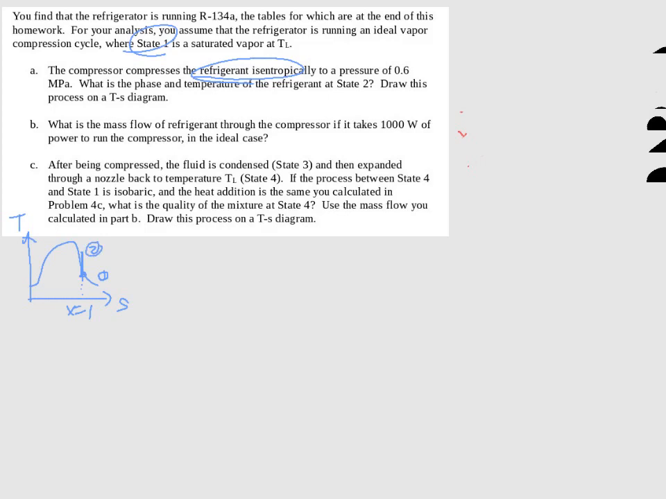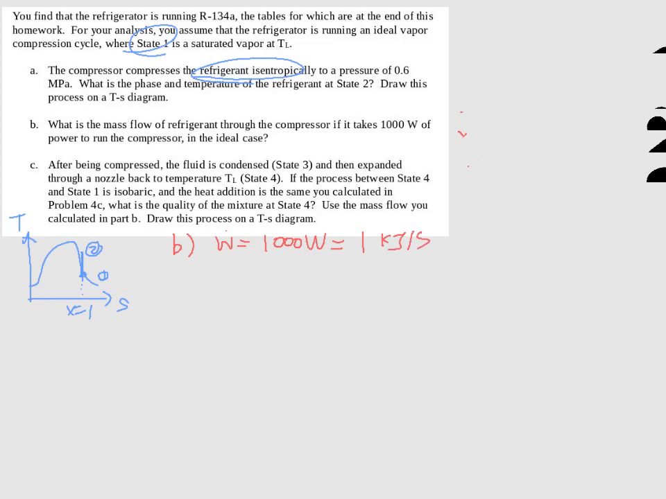And today we're going to focus on part B. So part B: what is the mass flow of the refrigerant through the compressor if it takes 1,000 watts of power to run the compressor in the ideal case? So we know that the W dot is 1,000 watts, which is also 1 kilojoule per second. We're going to convert this unit because it's going to be consistent with other units throughout the problem.